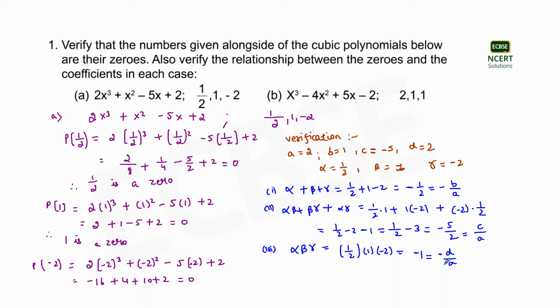As the third relationship has also been verified, which means that the values of a, b, c, d, alpha, beta and gamma satisfy all the three relationships, and the numbers provided are the zeros of the polynomial given in a part. So this was about the a part of this question.